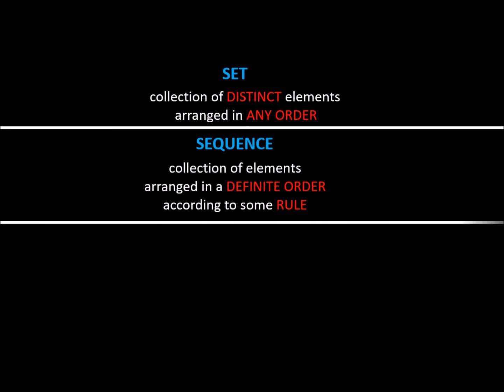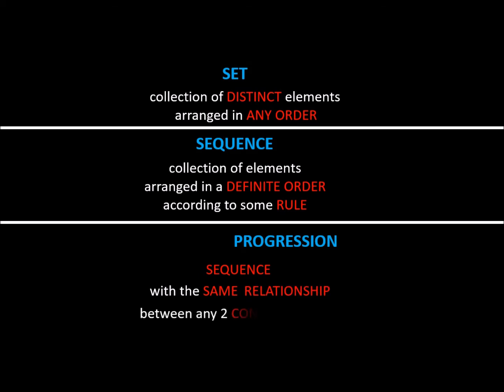Now finally we come to a third definition, and that's a progression. So a progression is a special type of a sequence. So a progression is a sequence with the same relationship between any two consecutive terms, meaning any two terms which are together, which go one after the other. So any two consecutive terms will have the same relationship. Then you will call that sequence a progression. So progression is a special type of sequence in which any two consecutive terms have the same relationship.